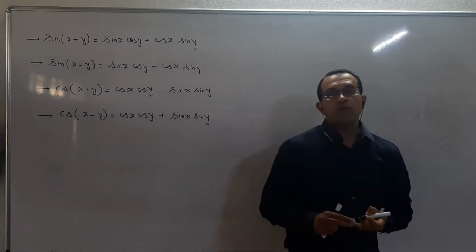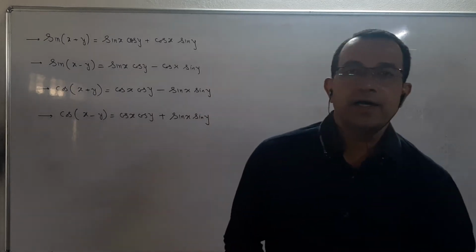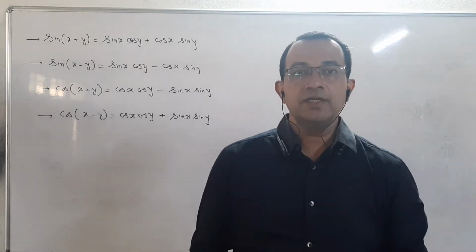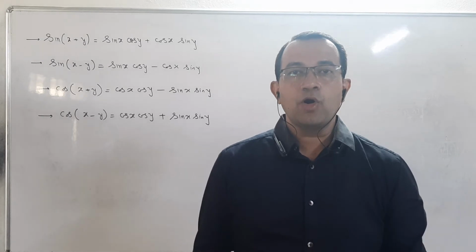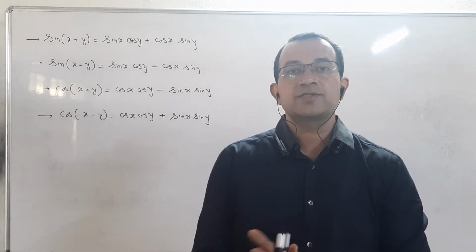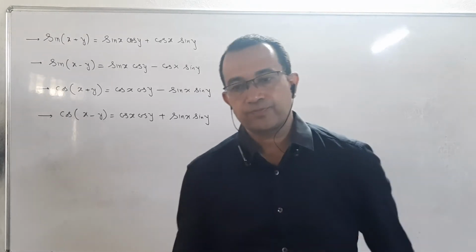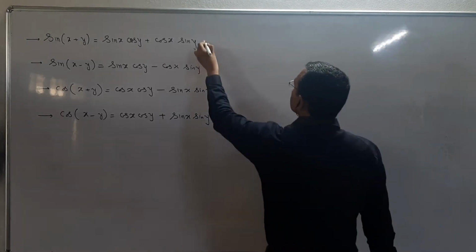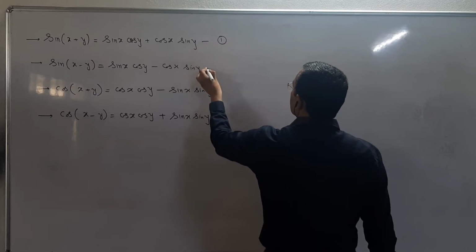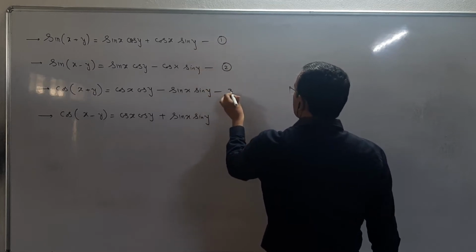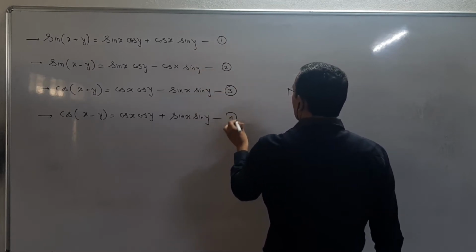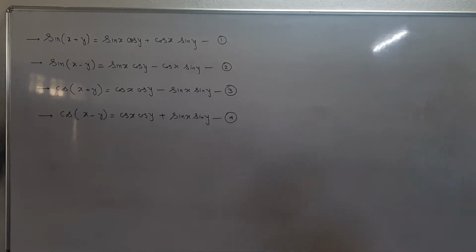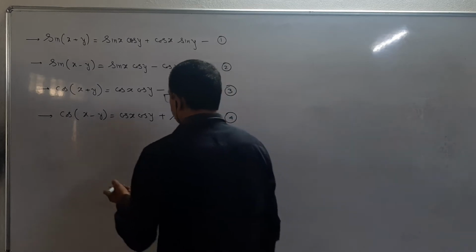These four formulas are instrumental in deriving all new formulas for today. So I name this as result 1, numbering them 1, 2, 3 and 4.